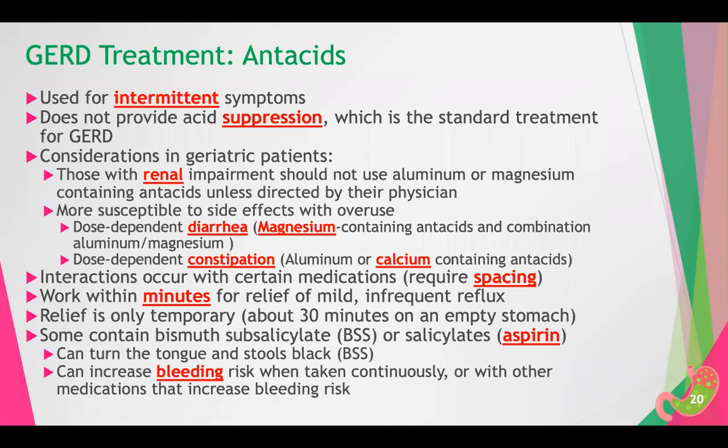They are more susceptible to side effects with overuse. So when we look at some of those dose-dependent side effects, there is diarrhea, especially with our magnesium-containing antacids and our combination aluminum and magnesium-containing antacids. They can also experience dose-dependent constipation with aluminum or calcium-containing antacids. So it's very important, if they're using antacids, to let them know that there are certain side effects that can occur, especially with higher doses.